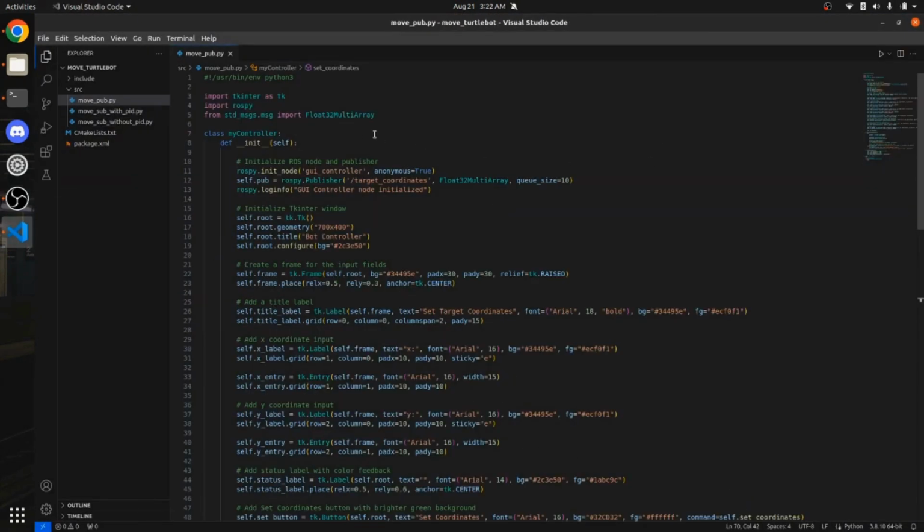Okay, so this is my publisher node and here are my subscriber nodes. I have written two subscriber nodes because, as the names suggest, one is written with the implementation of PID and another is written without the implementation of PID.